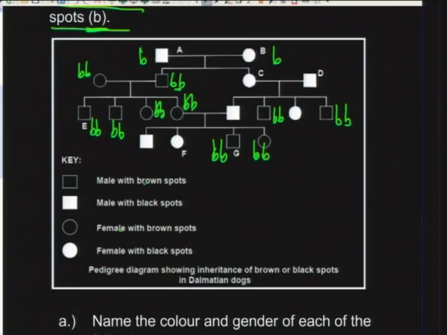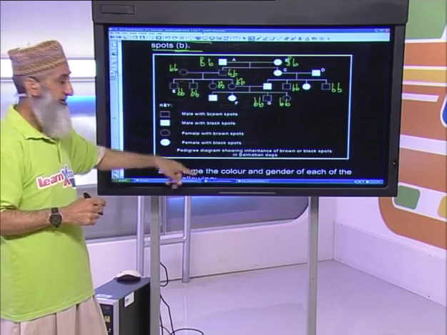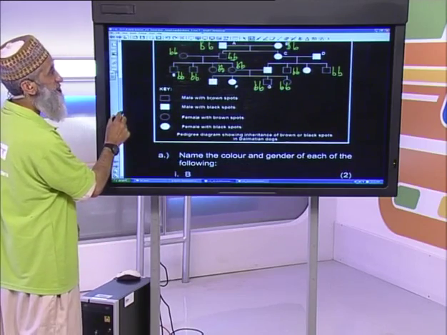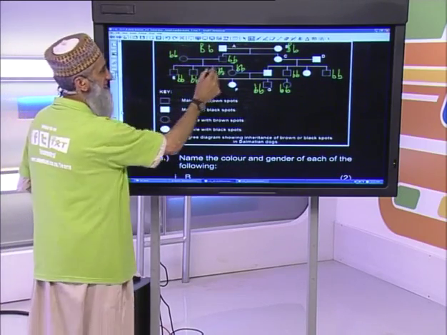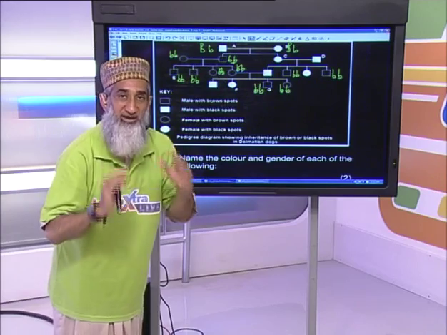But they are black, so they must have a capital B. And that's how you work backwards and forwards. I'm not going to do the whole diagram. I'm going to answer the questions, just to show you how to do it. So first fill in all the recessive ones, because they have to be homozygous.